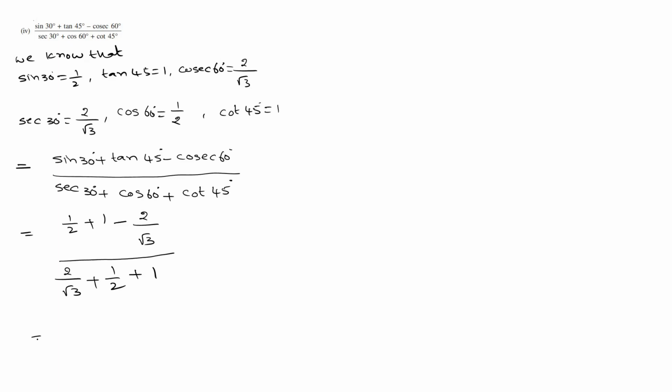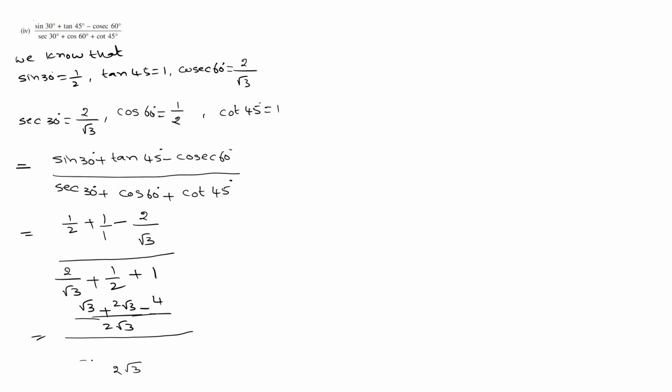So now if we take the LCM here, where nothing is there means 1 is there. So the LCM of 2, 1, root 3 will be 2 root 3. So here 2 is there, means 2 into root 3, root 3 here, plus here 1 is there, 1 into 2 root 3 is 2 root 3, minus only root 3 is there, so you have to multiply with 2 here, 2 times 2 is 4, whole divided by, and in the denominator also we'll get LCM 2 root 3.